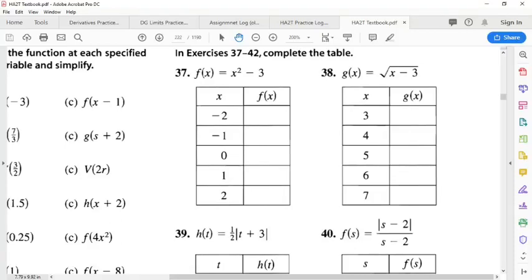Making tables. Look at this. This is not bad. You guys aren't scared of those. Except plugging a 3, 4, 5, a 6, and a 7 into this, they're not going to be pretty numbers right here. Which one?